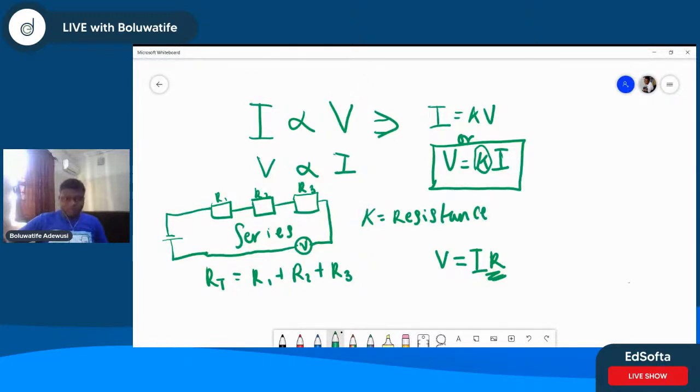When it is parallel, you first of all have a very different diagram. So let me get rid of all of this. You have a very different diagram. This is what it will look like.